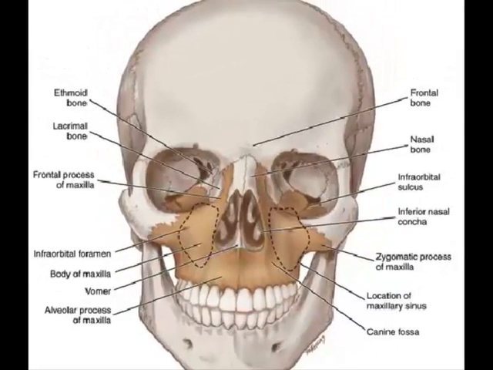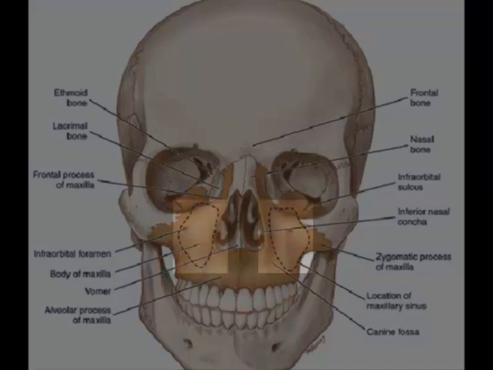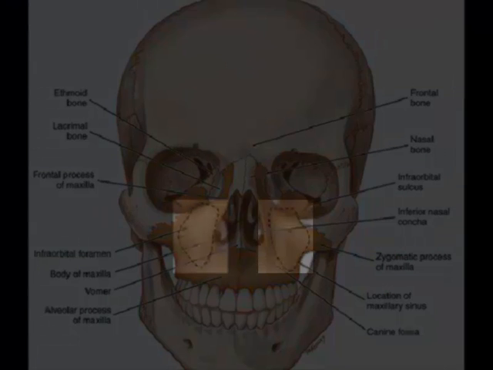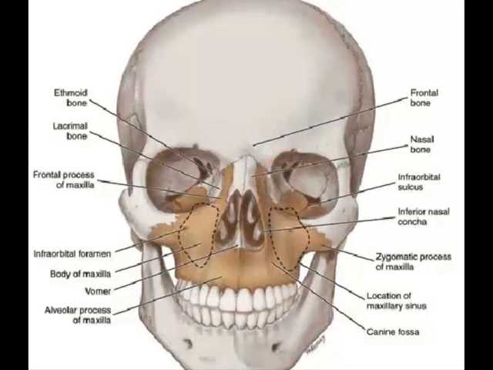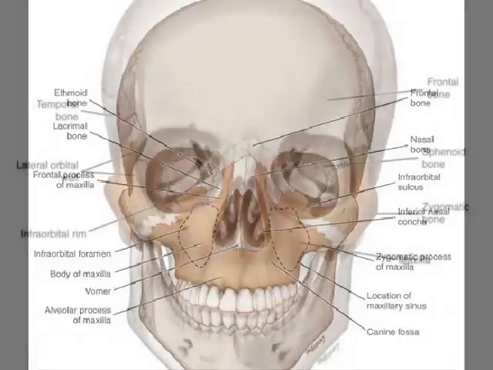Inside the body, the maxillae contain pyramid-shaped air-filled cavities, the maxillary sinuses. At their junction with each other in the mid-sagittal plane, the maxillae form an anterior nasal spine. Study the diagram for a moment and locate all the prominent features of the maxilla.